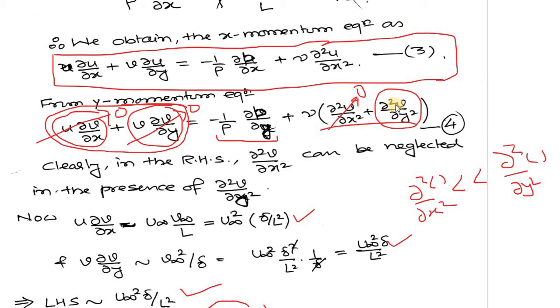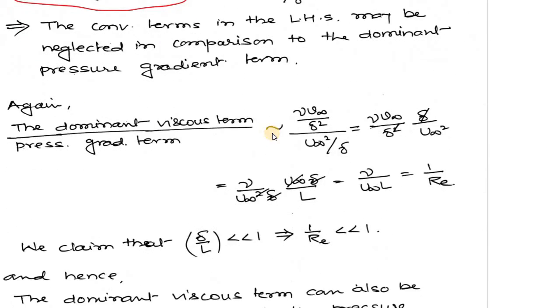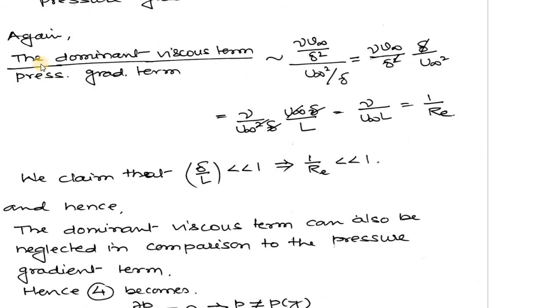We are left with two terms: this del square v del y square and this del p del y term. We will find out the ratio of these two, the dominant viscous term, that is del square v del y square, to the pressure gradient term. So nu v infinity by delta square upon u infinity square by delta. If you simplify this, you will get nu into v infinity by delta u infinity square. And if you perform some manipulation, you will be able to write this as nu by u infinity L.